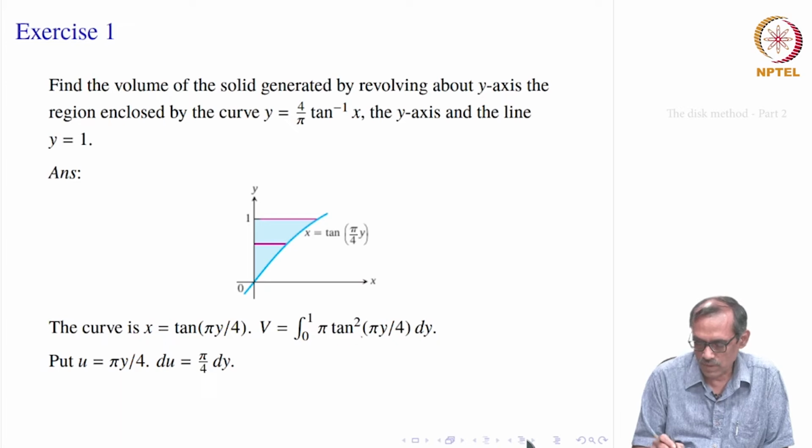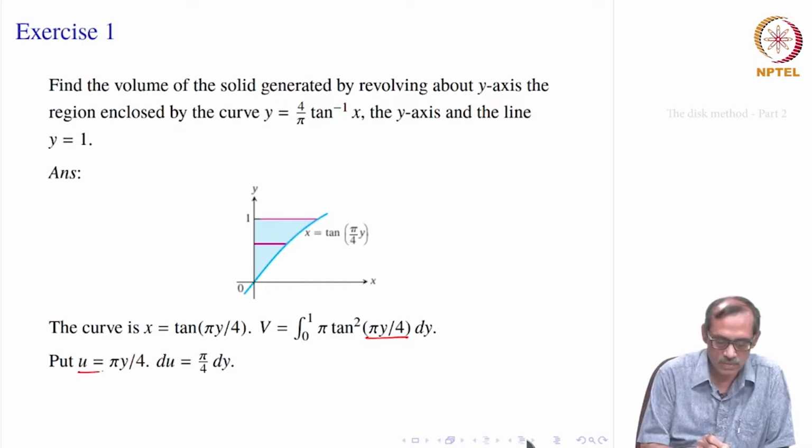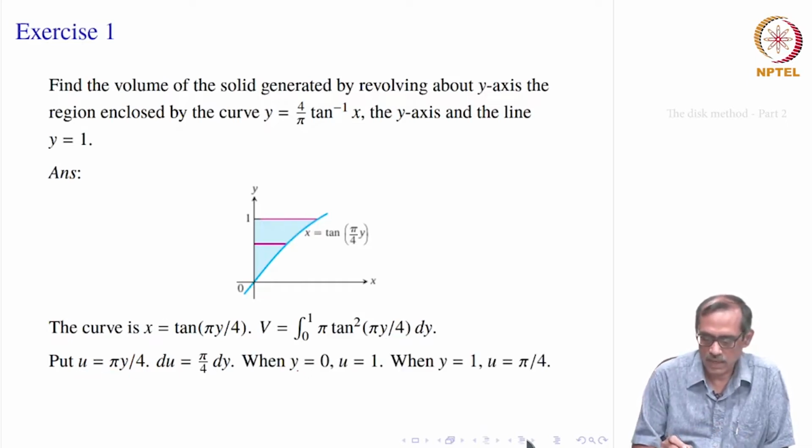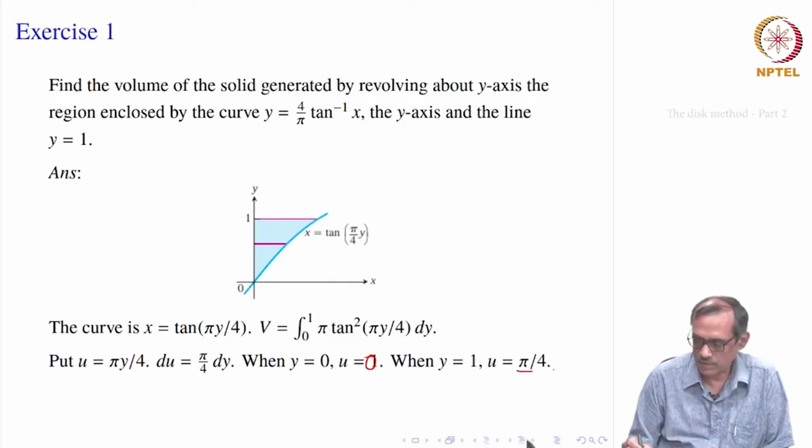To evaluate, what we do, it is tan square of pi y by 4. So, we substitute pi y by 4 equal to, say, u. Then du becomes pi by 4 dy, and when y equal to 0, u is also equal to 0, and when y equal to 1, we get pi divided by 4. This one is correct.